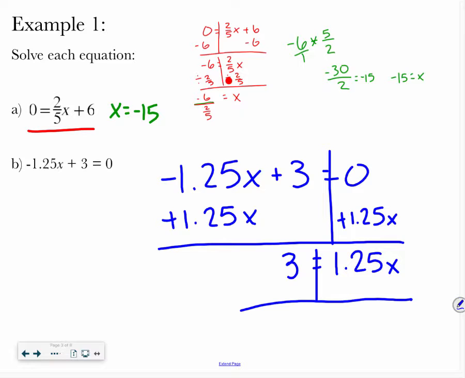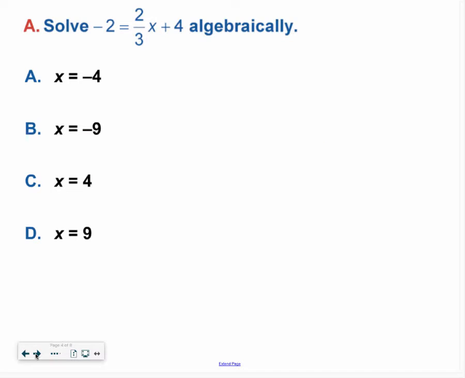So I have 3 equals 1.25x. In order to get the 1.25 to the other side, I need to undo some multiplication by using my division. So if I do 3 divided by 1.25, I end up with 2.4 equals x. So I know x equals 2.4. So those would be my answers for those two examples there. Now why don't you go ahead and try to solve this one on your own, see how you do. Hopefully you ended up with x equals 9. If not, be sure to ask either myself or a friend for some help.